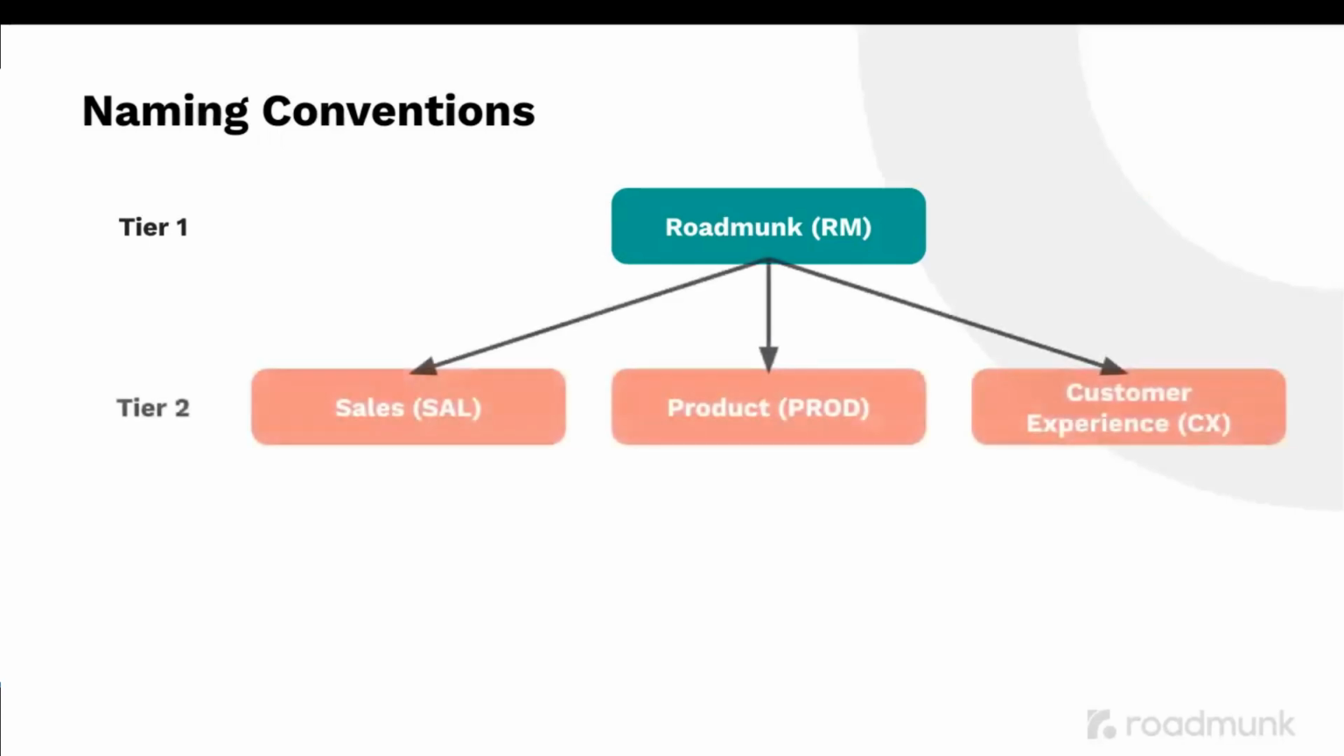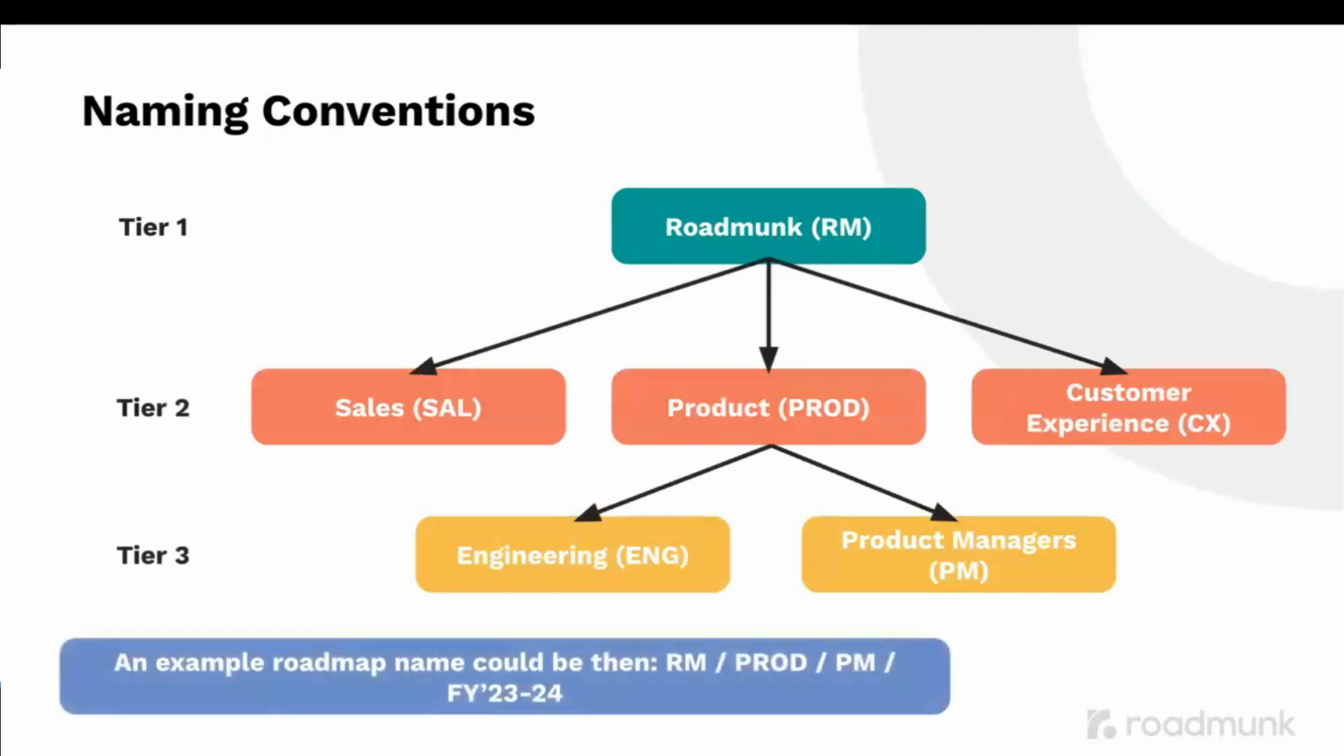So firstly, with naming conventions, the purpose of naming conventions is to ensure that you're standardizing how you're naming your roadmaps within your organization. It's a very important concept to have because you want to make sure that your teams are naming according to how you want it to be structured. So let me just open this up to show you what it might look like. For tier 1, you might use RM. For tier 2, you might use product, for example, and then tier 3, PM.